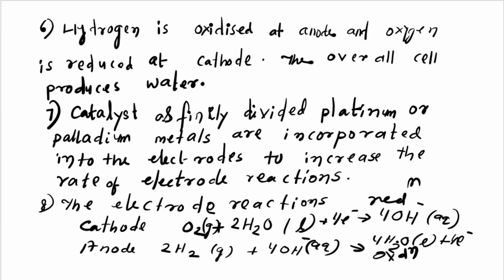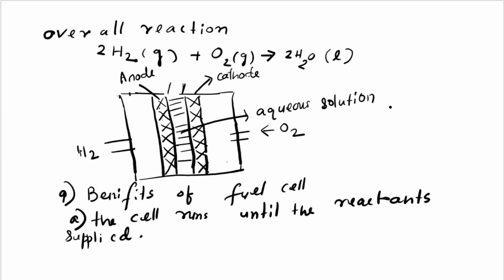So what are the catalysts used here? Finely divided platinum or palladium, incorporated with the electrodes to increase the rate of reaction. And this is the reaction where reduction takes place at the cathode and oxidation takes place at the anode. Then the overall reaction is 2H2 gas plus oxygen gas gives water.